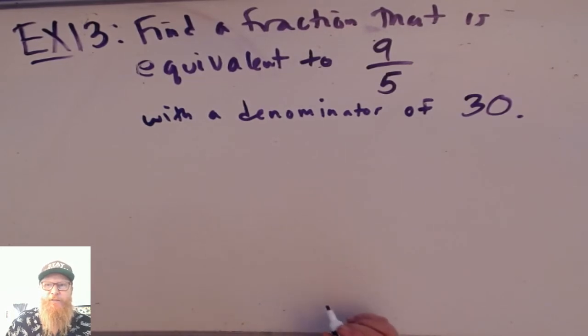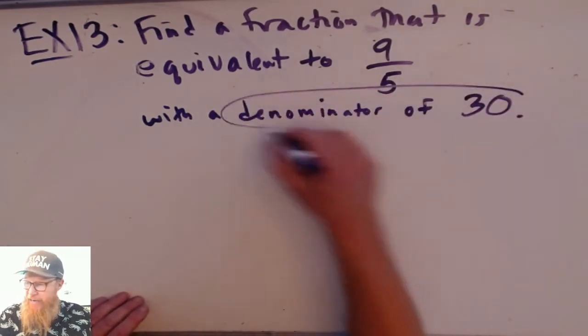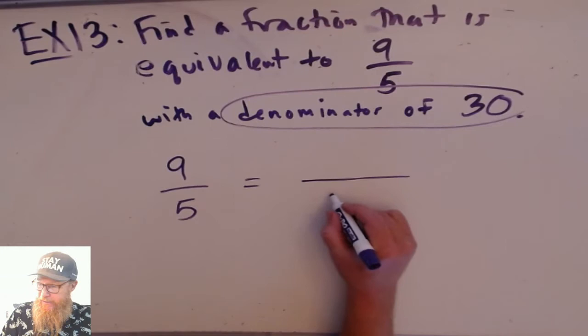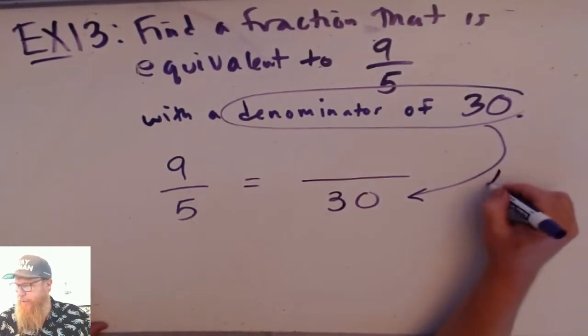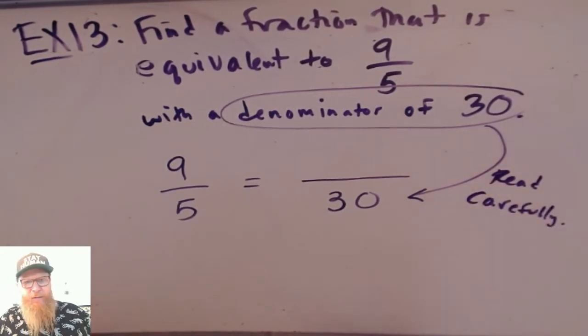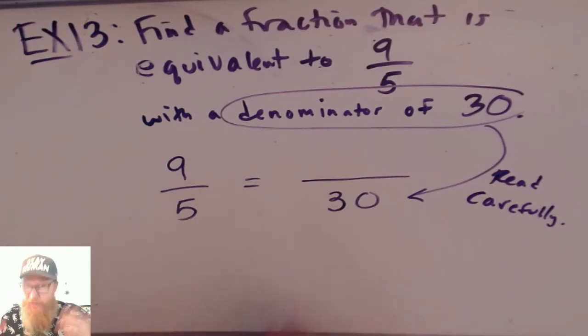Find a fraction that's equivalent to 9/5 with a denominator of 30. So 9/5, denominator is 30. Make sure you read it very carefully. I would say the most common mistake with these basic arithmetic problems has nothing to do with math. It's just that you didn't read it carefully, you skimmed over it too quickly and blew it on the reading part, so read it carefully.